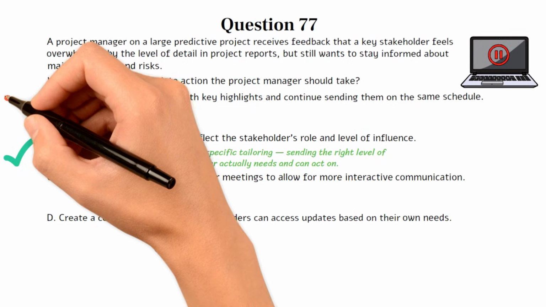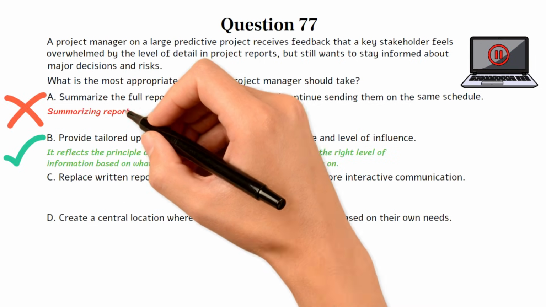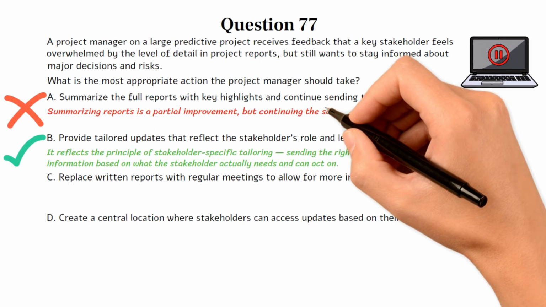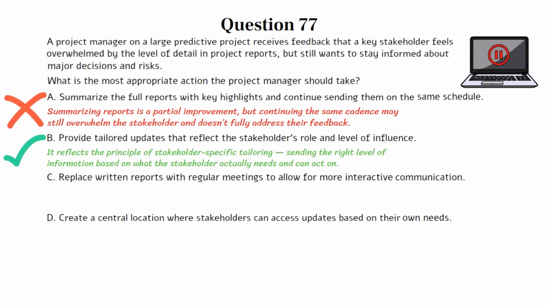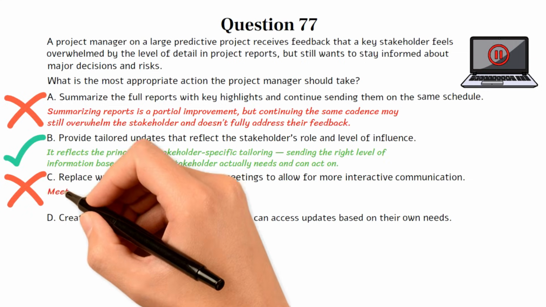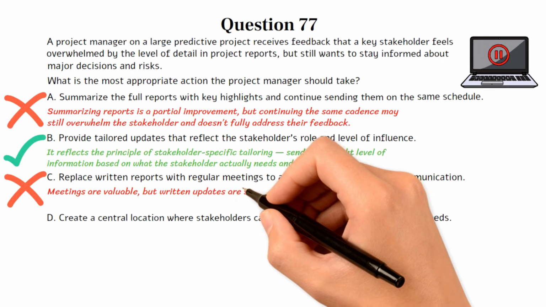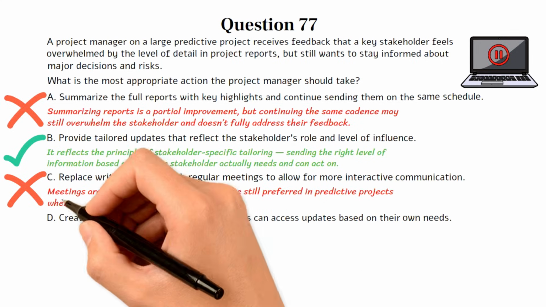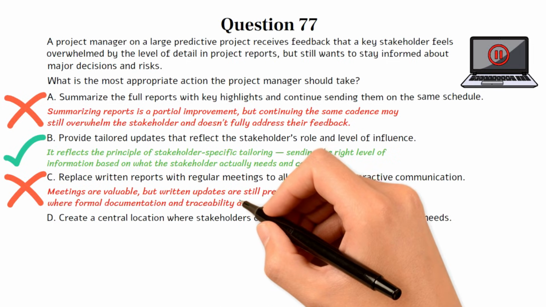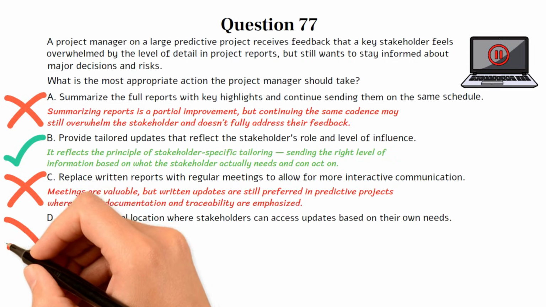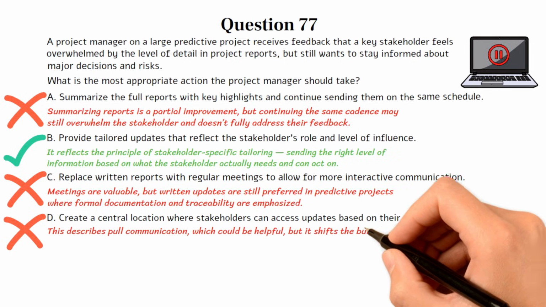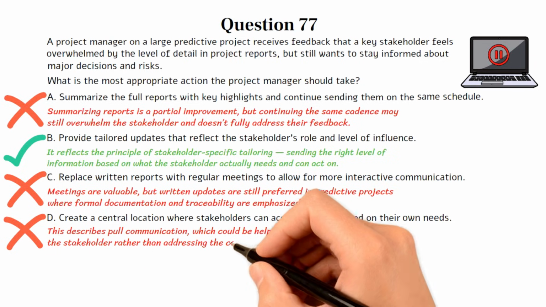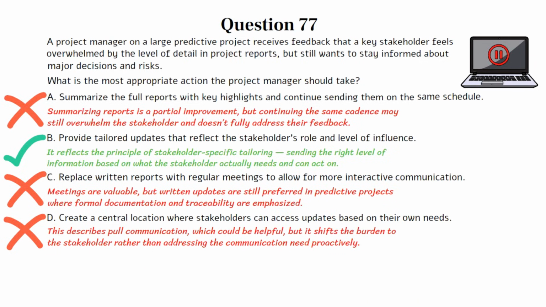Choice A is incorrect. Summarizing reports is a partial improvement, but continuing the same cadence may still overwhelm the stakeholder and doesn't fully address their feedback. Choice C is incorrect. Meetings are valuable, but written updates are still preferred in predictive projects where formal documentation and traceability are emphasized. Choice D is incorrect. This describes pull communication, which could be helpful, but it shifts the burden to the stakeholder rather than addressing the communication need proactively. Let's move on to the next question if you're ready.